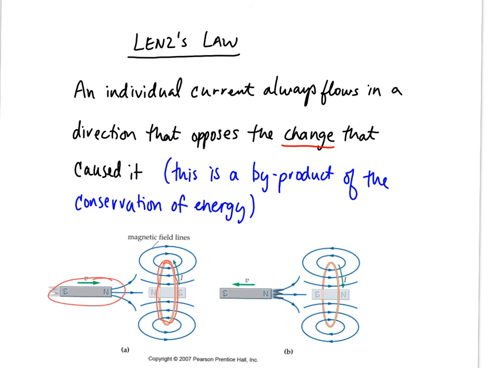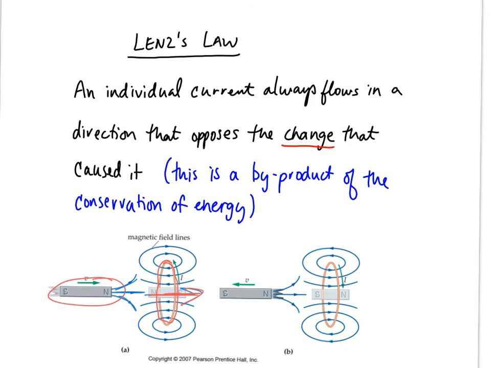So in other words, I've got a certain number of field lines going to the right. As I move this magnet to the right, I increase the number of lines that are going through to the right. As a result, the current that is produced will make a magnetic field that goes to the left to fight the increase of the lines going to the right.